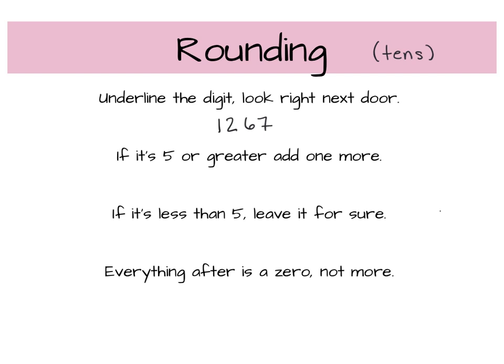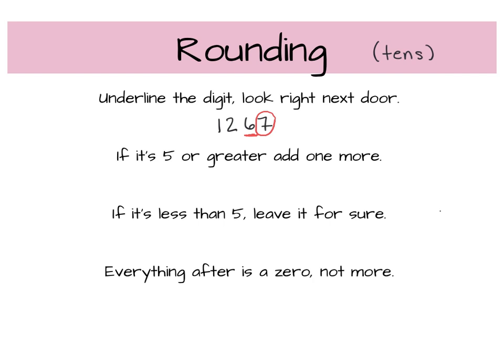Let's have a look at our first example, 1,267, and we're going to round to the tens place. The first thing you want to do is underline your place value for your tens. So underline the digit, look right next door. So we want to look to the right at the next digit that's there.